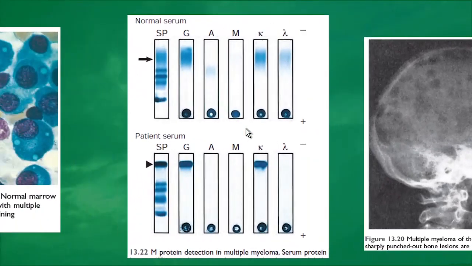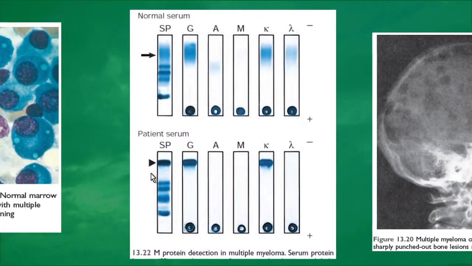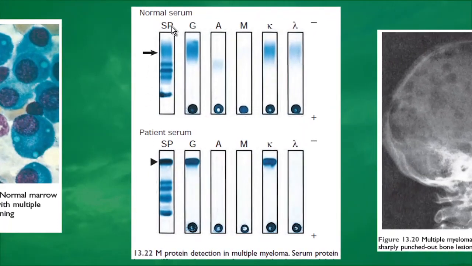This is a picture of serum electrophoresis in a case of multiple myeloma. It's a normal serum. This is serum protein. Here you can see a band. Here you don't see a band. And if you compare where the band is coming from, you can see it is IgG and kappa light chain. There is a reduction of IgA, IgM and lambda, and an increase in IgG and kappa. This is called the M band.